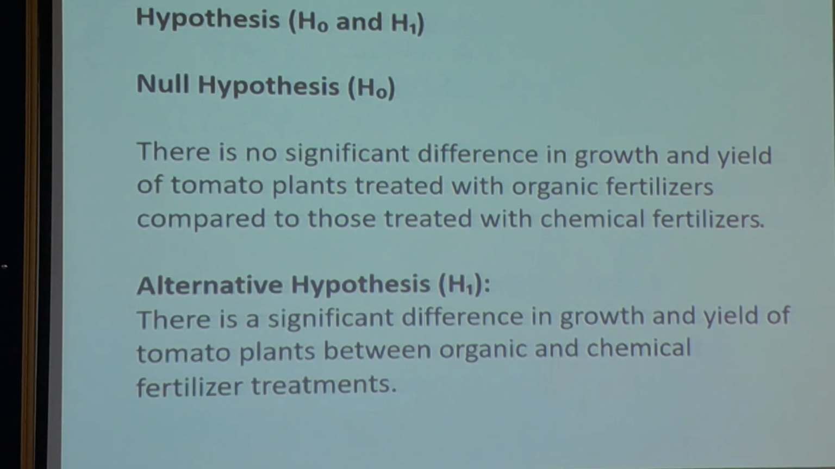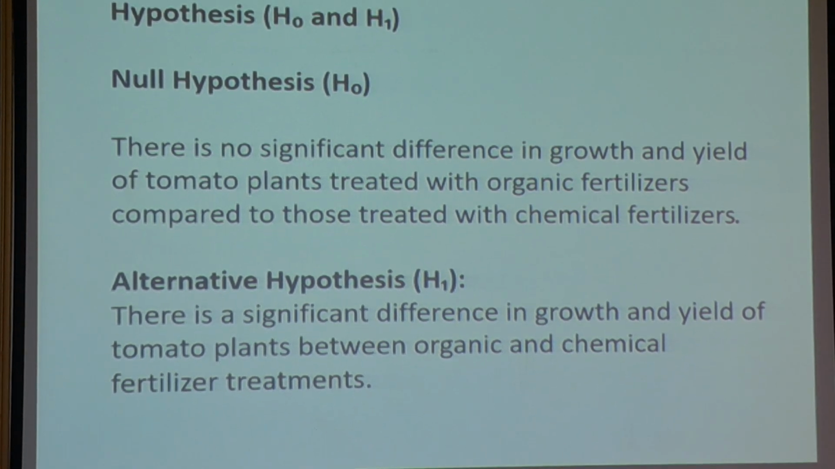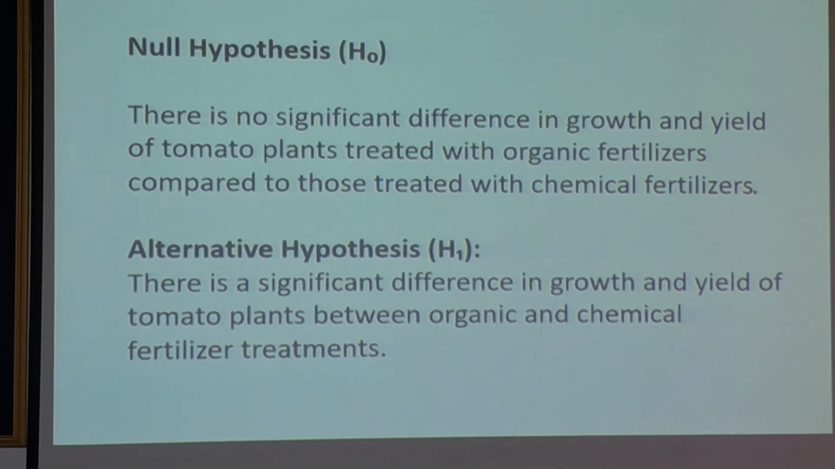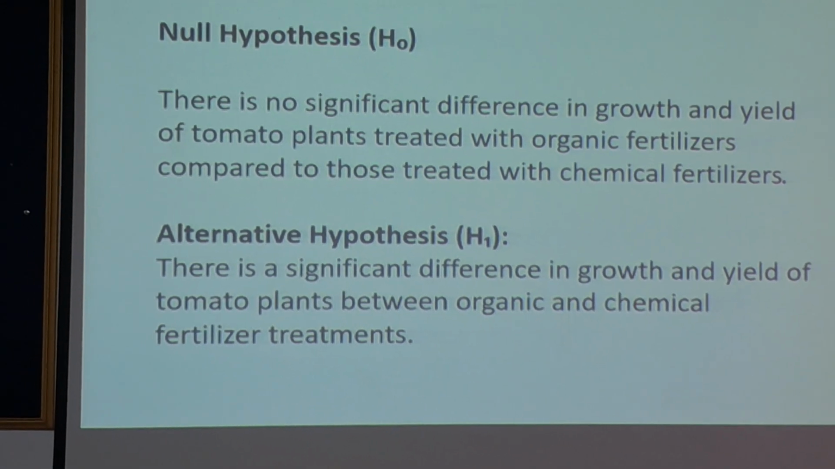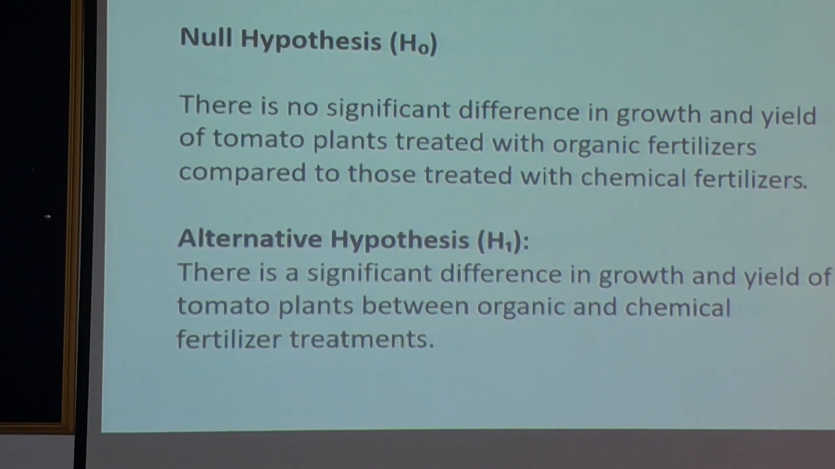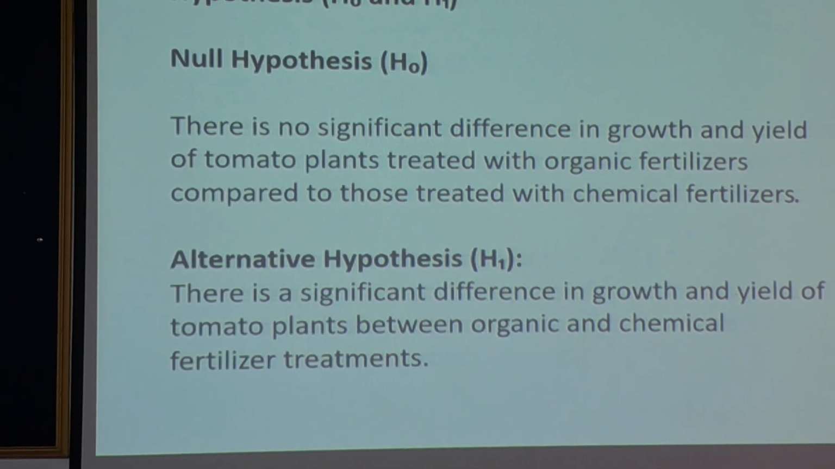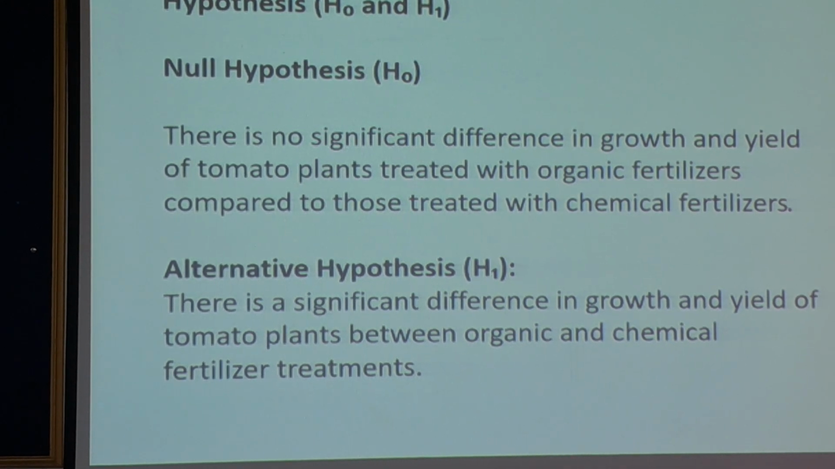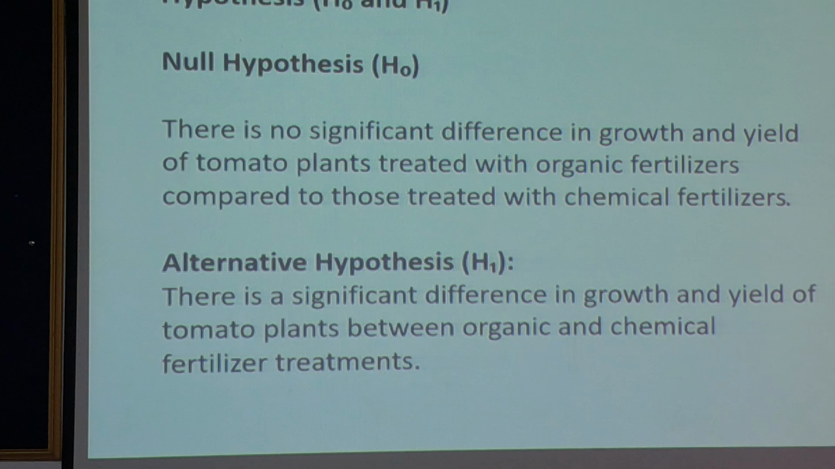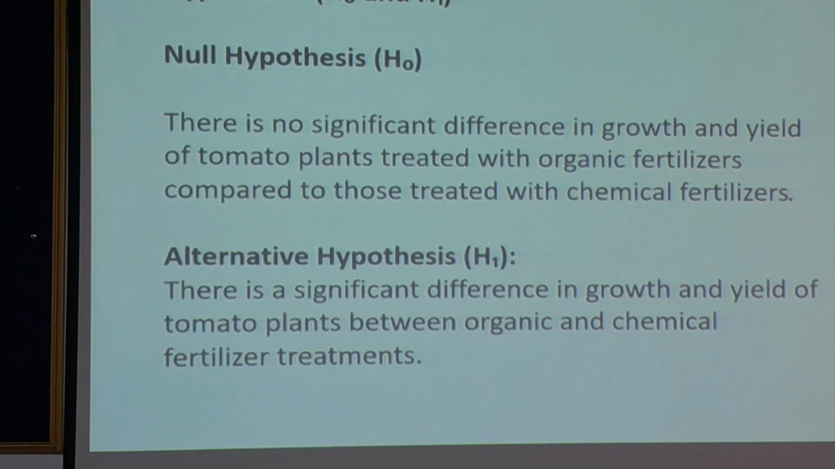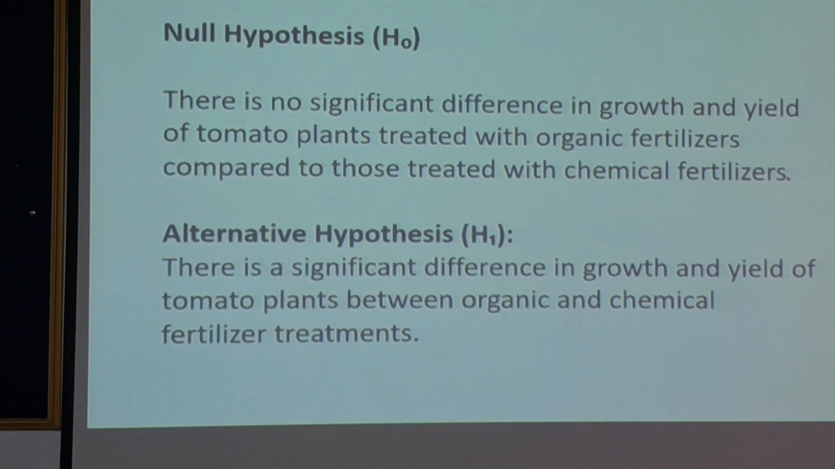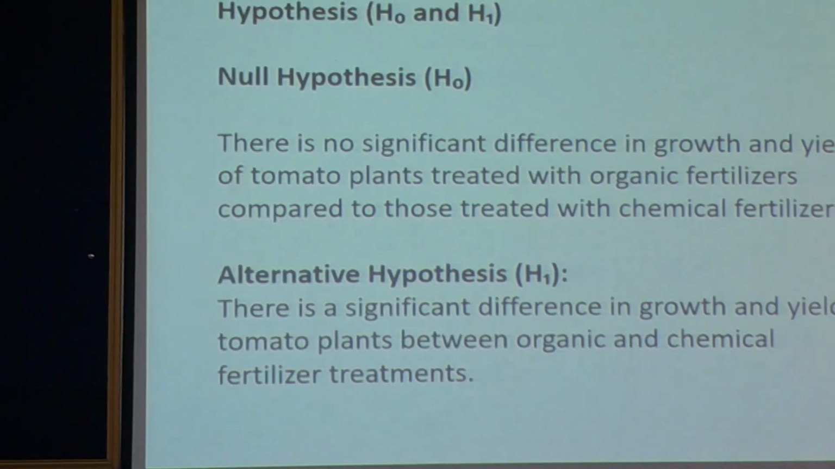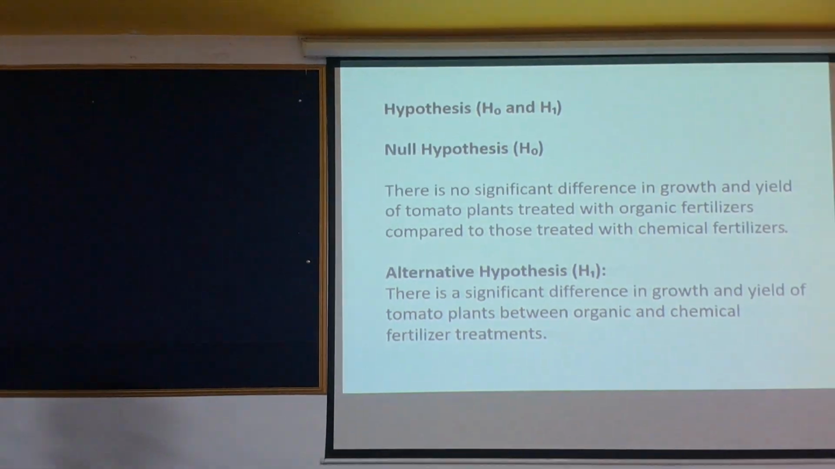For example, you are telling there will be a difference between both groups, the chemical group and the organic group. Okay? And you are doing the experiment, there is no difference. Both are similar. Then the hypothesis can be rejected. So hypothesis may be of two types. One is null hypothesis, the other one is alternate hypothesis. In the null hypothesis, we say that there is no significant difference in the growth and yield of tomato plant. In the alternate hypothesis, you are saying that there is a significant difference between growth and yield of tomato plant.